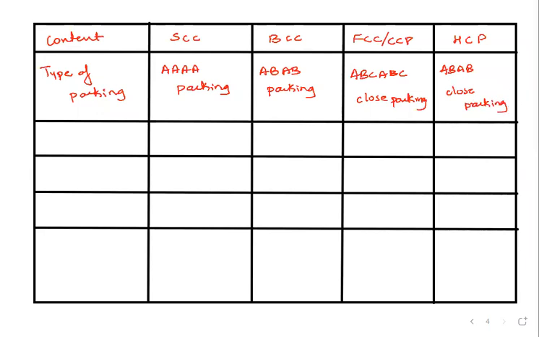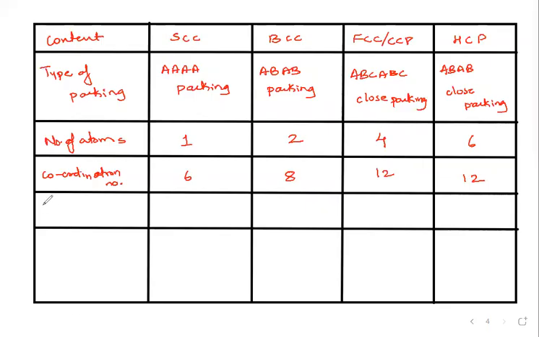Next, number of atoms. You should always keep this table in mind. It will help you solve the numericals. The number of atoms for the simple cubic cell is 1, body centered 2, face centered as CCP 4, and hexagonal 6. Then coordination number: 6 for simple cubic, 8 for body centered, 12 for CCP or face centered, and again 12 for hexagonal close packing.